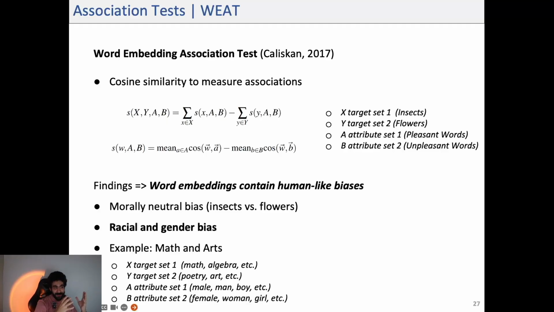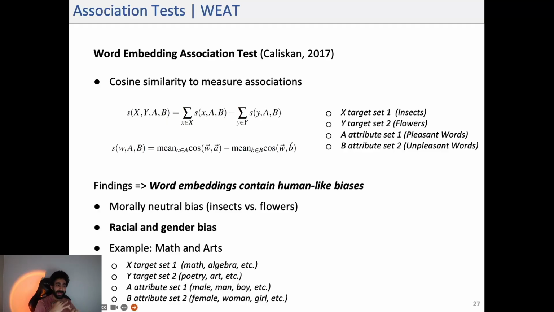And what did they find? That actually word embeddings contain human-like biases. So even if you think about morally neutral categories, like, take, for example, insects versus flowers, those show skewed associations. And more worryingly, these biases extend also to race, gender, and more.